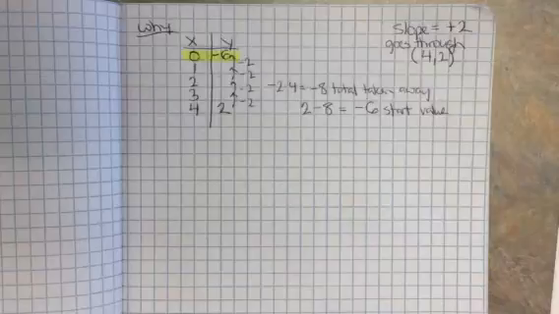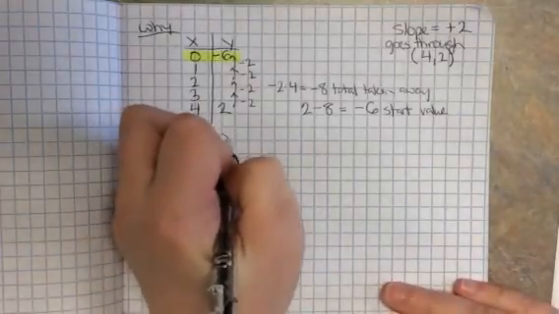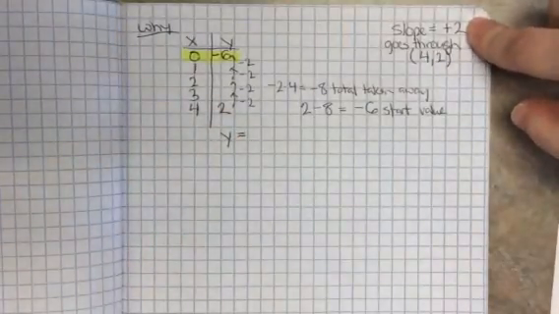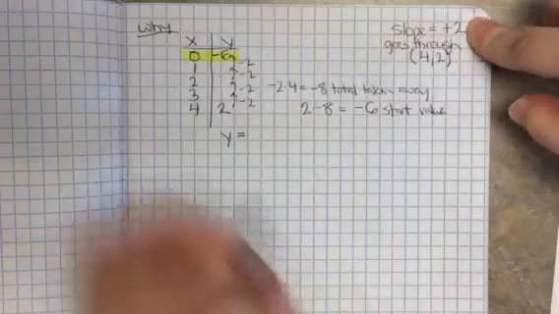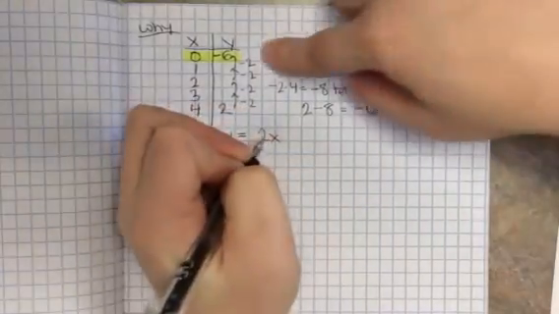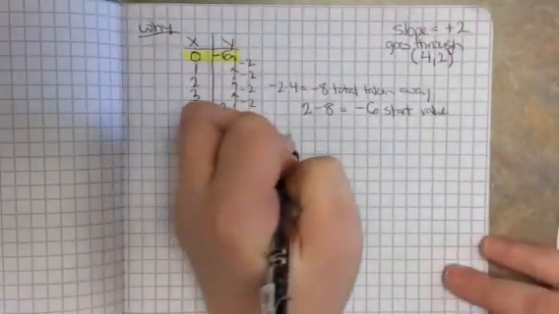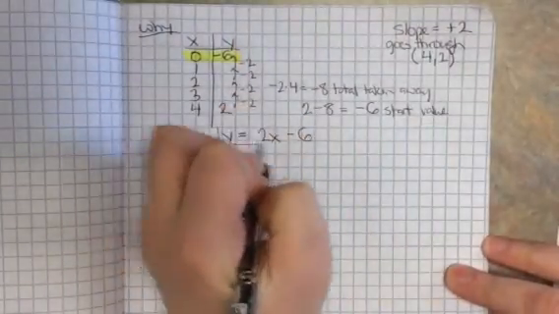What's my equation? My equation is y equals, slope is 2, 2x, not plus, -6 because it's negative, right? So there's my equation.